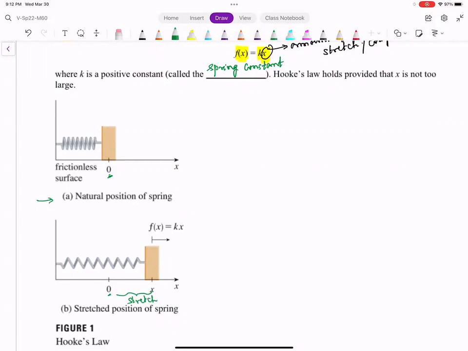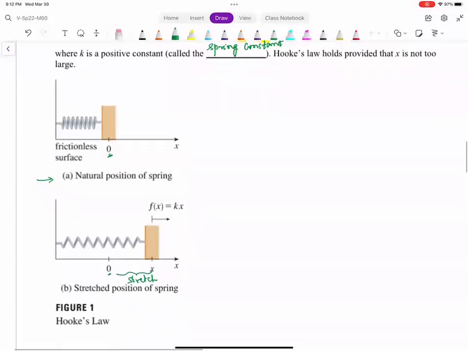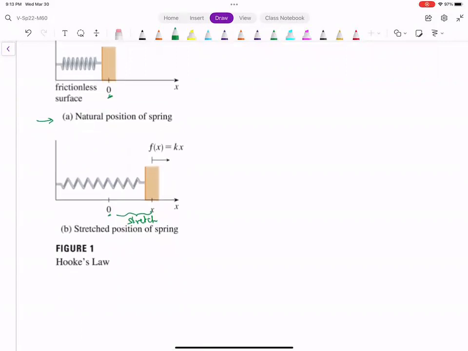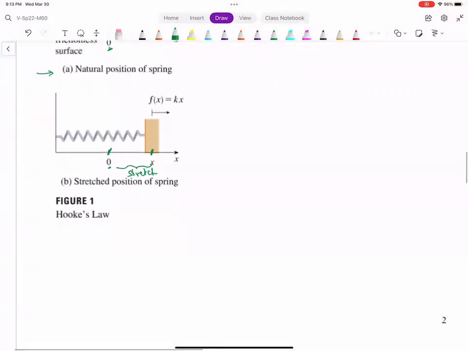So force, f of x, is proportional to x, which is written as f of x equal to k times x. K is said to be either the spring constant or can be called the constant of proportionality. This is the stretched position of the spring. In the second figure, you notice that up to 0 it is the natural length. From 0 to x, that is how much the spring is getting stretched. So that is the extra length.